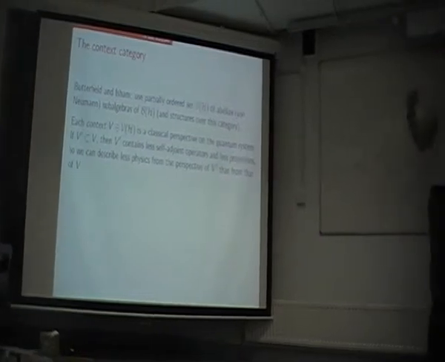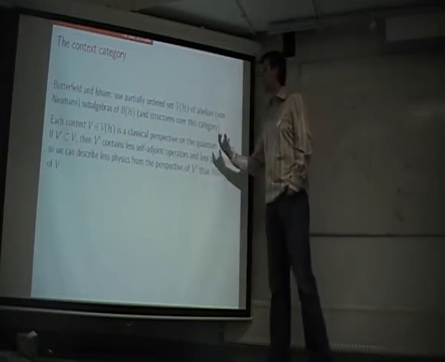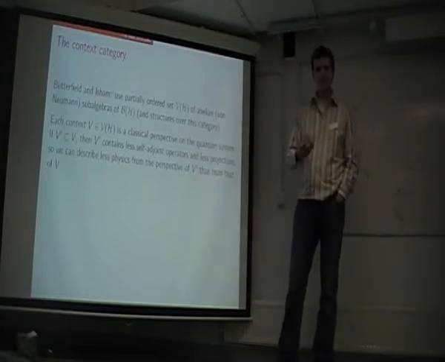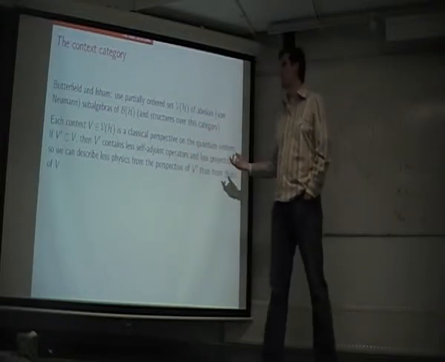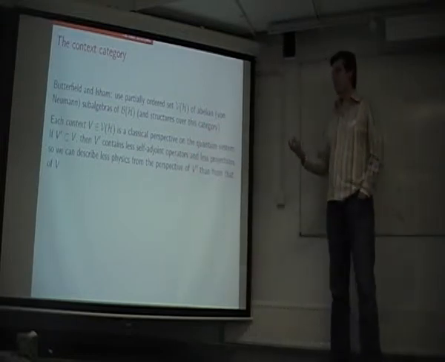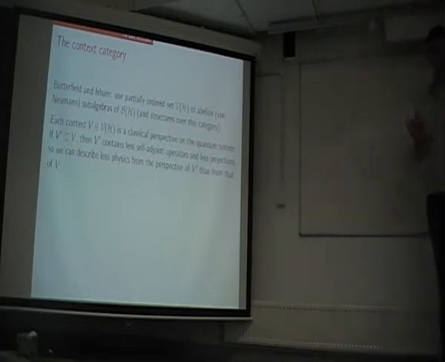And then there's a bit more structure, because we do not just look at the subalgebras themselves, we also regard them as a poset. So we know when a small algebra is contained in a larger one. So let's say V prime is contained in V. Then V prime contains fewer self-adjoint operators and fewer projections. So very roughly, you can describe less physics from the perspective of V prime than from the perspective of V.